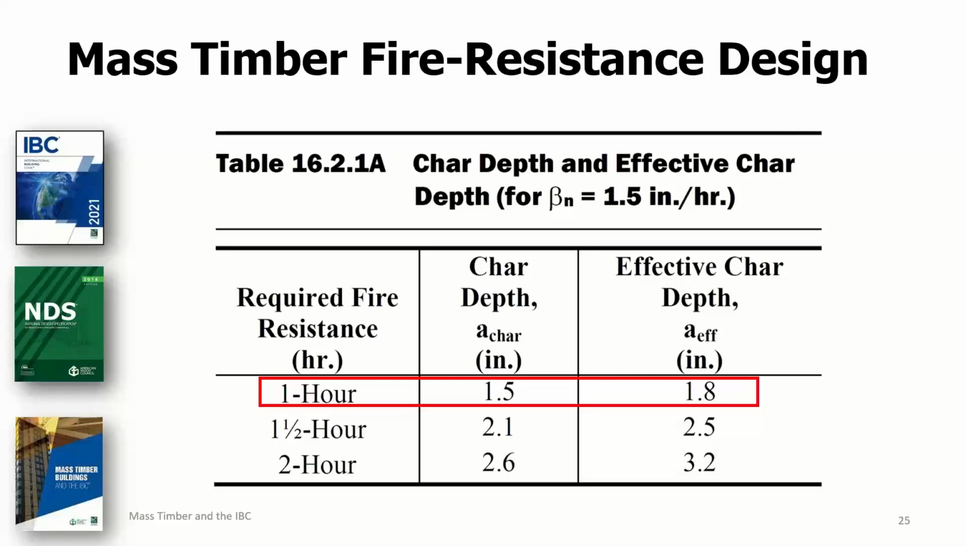So the fire design of exposed wood members is based on effective char depth rather than char depth. But there are some design applications that use the values in the middle column, the char depth, not the effective char depth. And that's primarily used for protection, say like protection for connections, which I'll talk about in the next portion of this presentation.